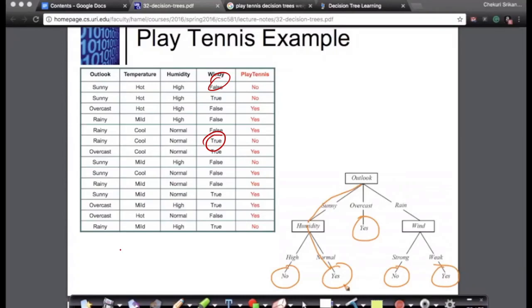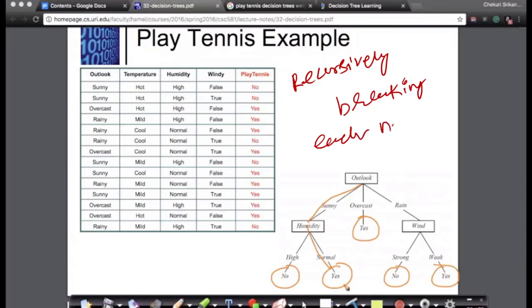What you are doing here effectively is recursively breaking each node using information gain as the criteria. What is the criteria here? Information gain is the criteria.